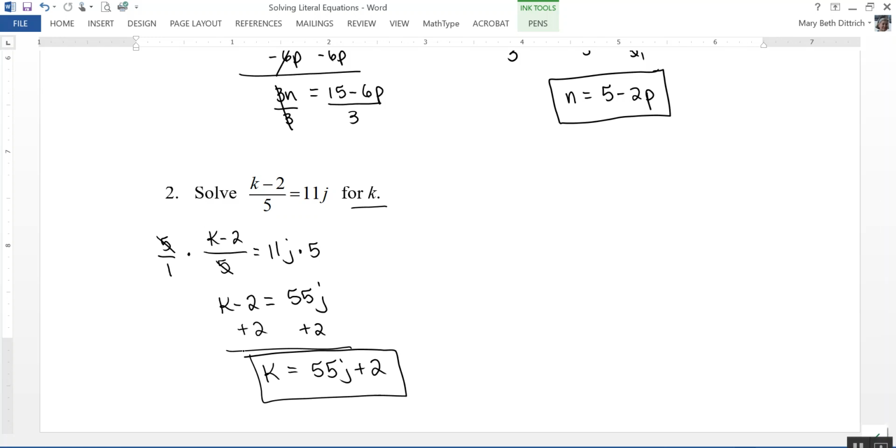So in this video, we took a look at how to solve a literal equation, which is basically taking an equation that has more than one variable in it and solving it for one of those variables.